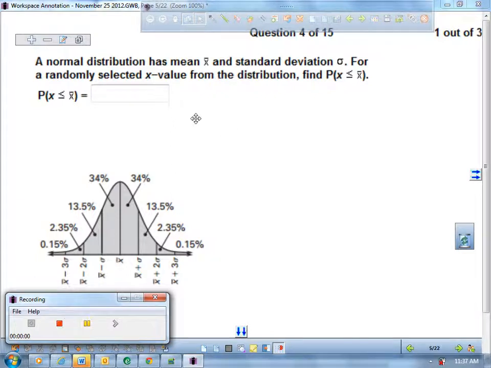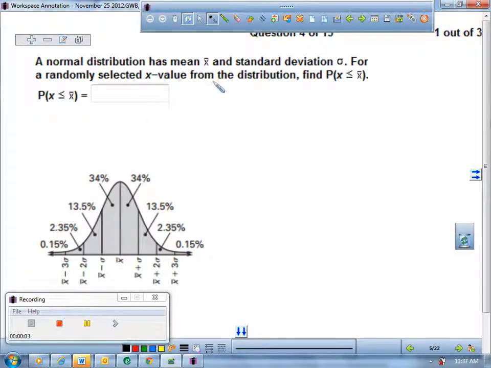Here we're looking at a normal distribution again. Mean, again, means the halfway point in between the data. Standard deviation. Now we're going to randomly pick out an x value, so randomly picking a person, whatever we're looking at, but in this case it's an x value. And we want to find the probability that we find an x that's less than or equal to the mean.